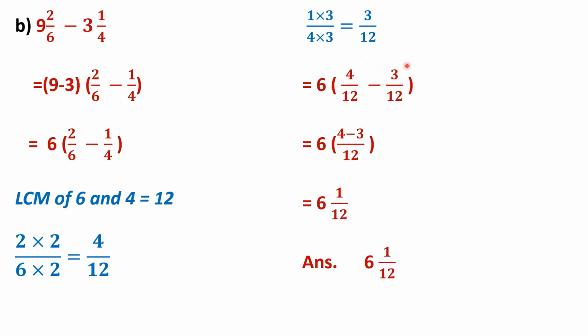Now we'll operate the numerators. 6 we have written as it is. So 4 minus 3, the whole thing divided by 12, as these are like fractions now. So 4 minus 3 is 1 by 12. So we are getting 6 1 by 12 as our answer.